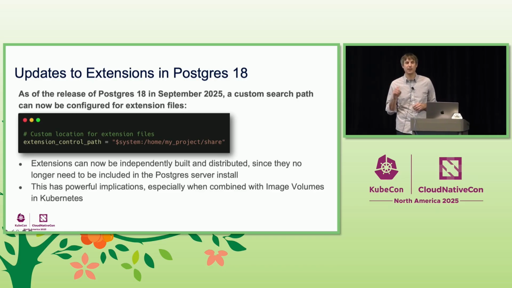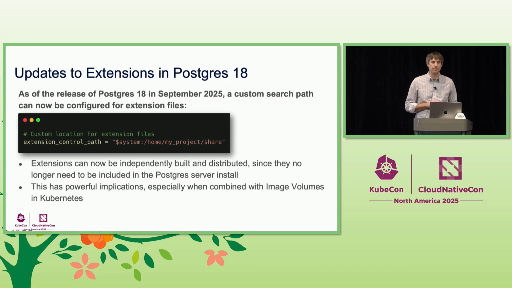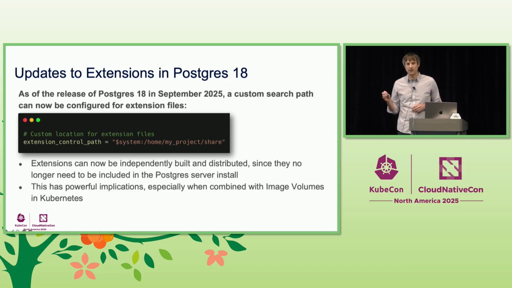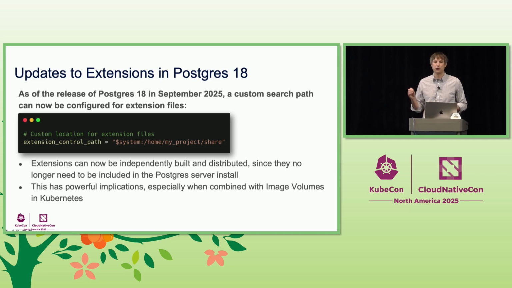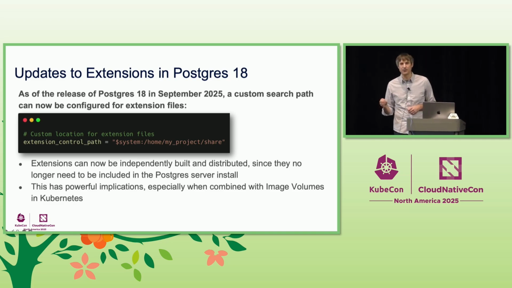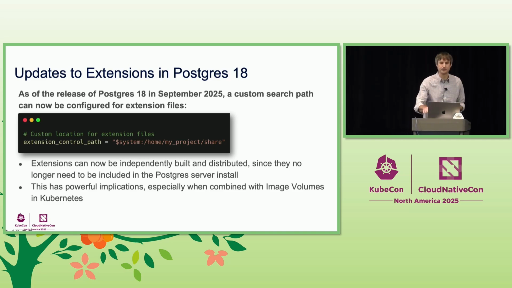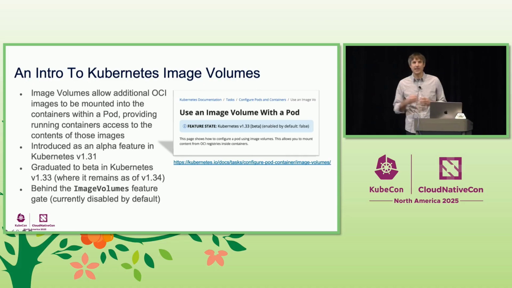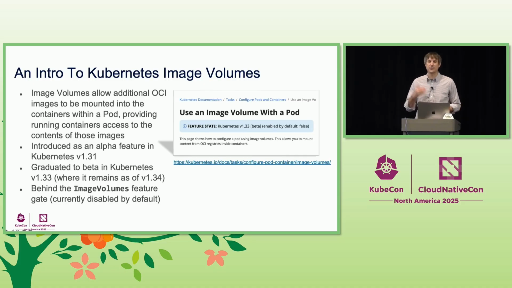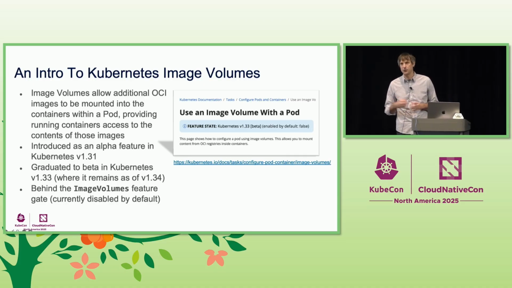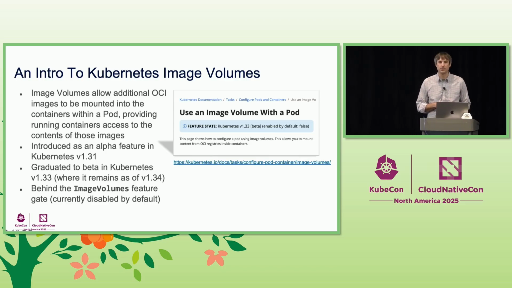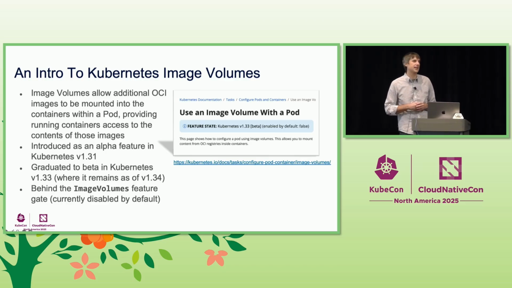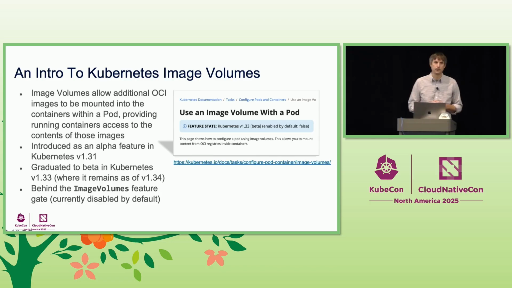And this is exactly where Kubernetes image volumes come into play. More specifically, image volumes provide a way to mount new volumes containing extension files into Postgres pods. Introduced as an alpha feature in Kubernetes version 1.31, image volumes are currently in a beta status as of Kubernetes version 1.34, where the feature also remains behind the image volumes feature gate.